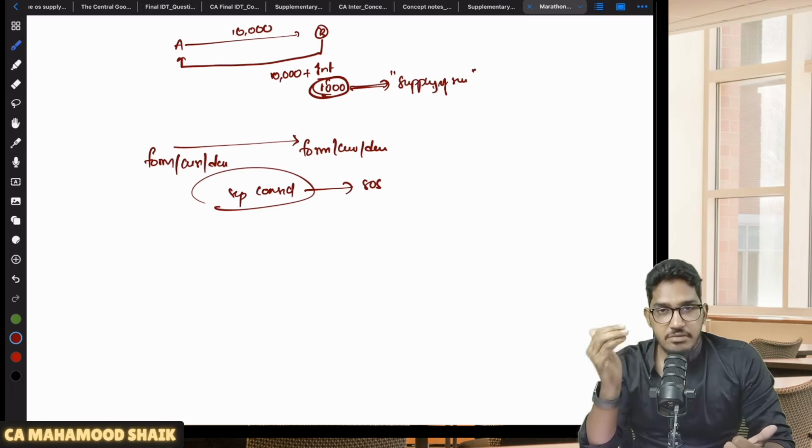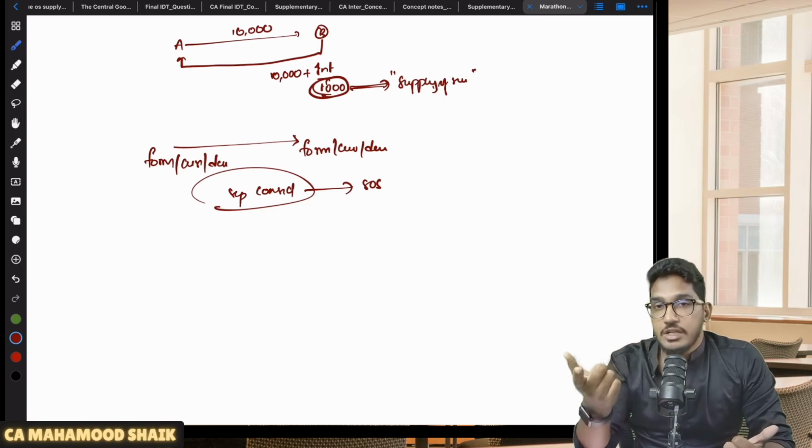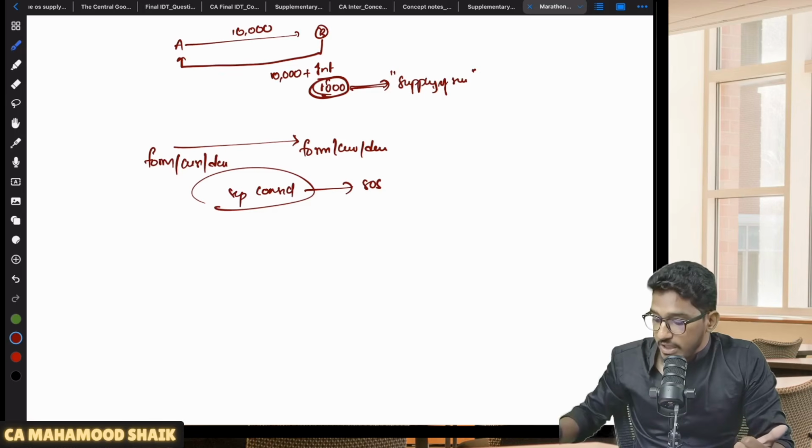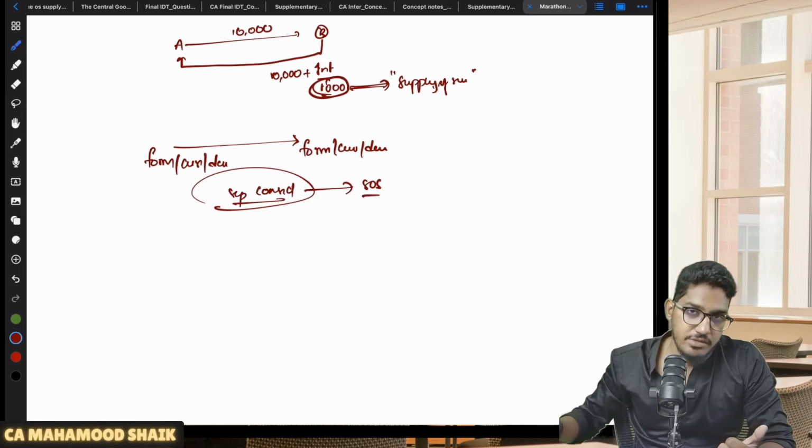If money is getting converted from one form to another form, one currency to another currency, one denomination to another denomination, the important rule here is there must be a separate consideration for that conversion. Then it will be considered as supply of services.